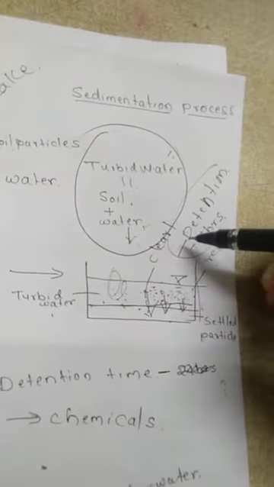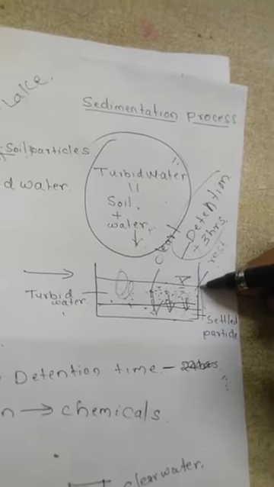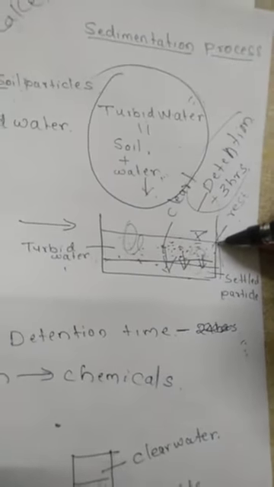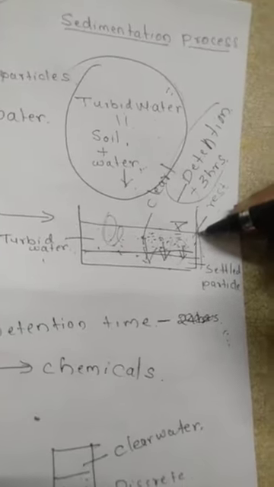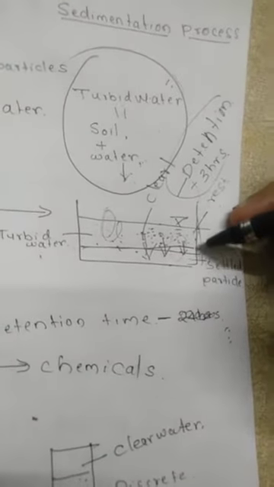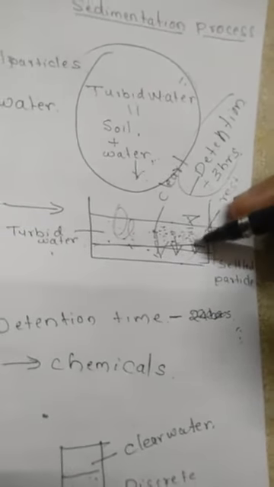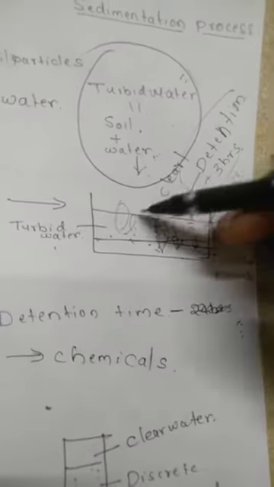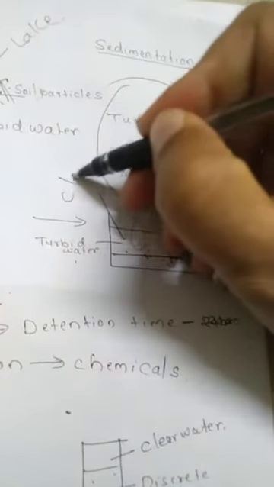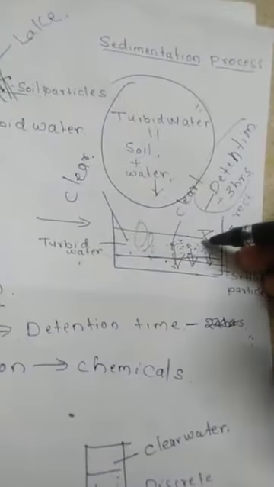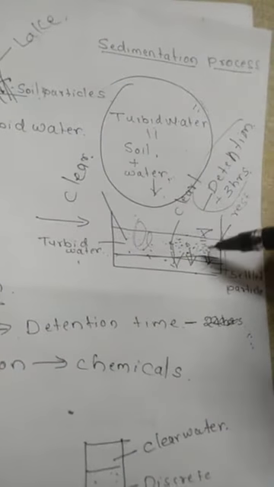So the sedimentation process is the process of allowing the water to stay in a tank for a certain duration. After this duration, the particles settle down by their own weight, and the clear water is obtained in the supernatant layer. This is called the process of sedimentation.